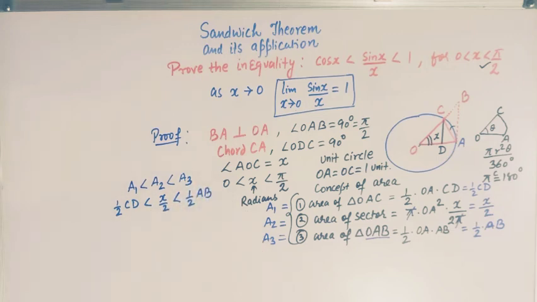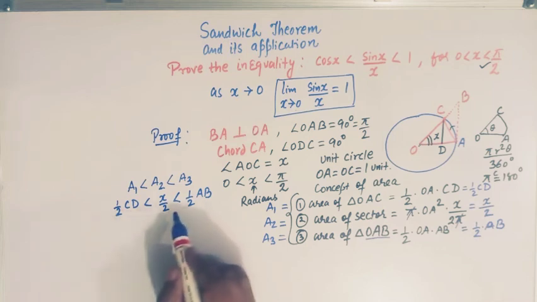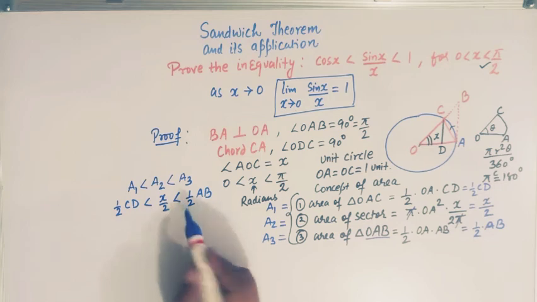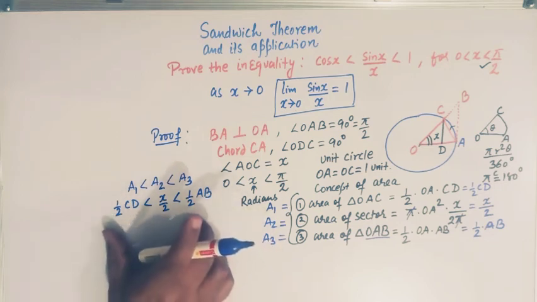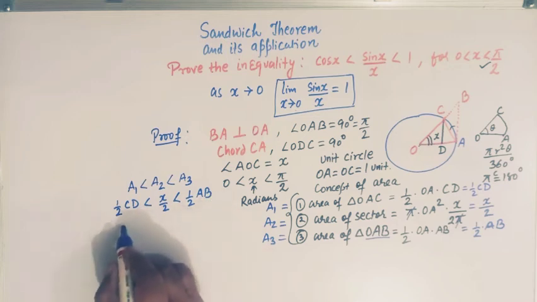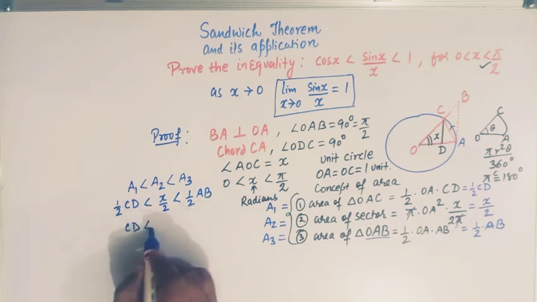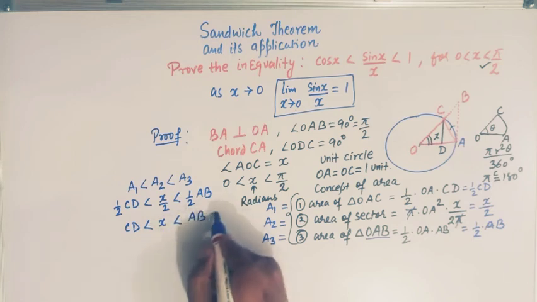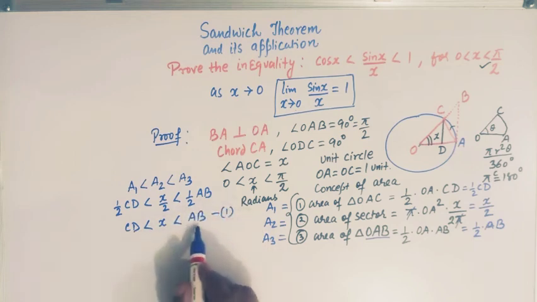Okay, now we see that the factor 2 occurs in all the terms. So if you multiply the entire inequality by 2, we get CD is less than X and it is less than AB, right? So this is an important inequality, right?